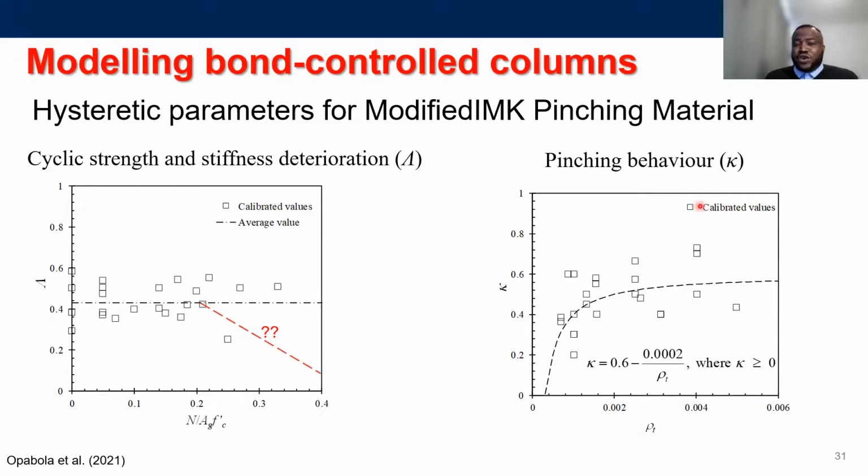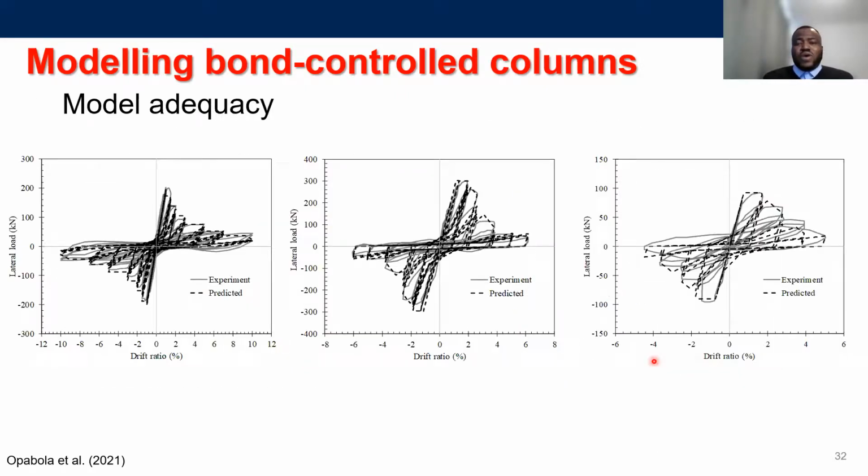But for the pinching behavior, kappa, we have proposed using a kappa value with a modified IMK model that is actually dependent on the transverse reinforcement ratio, and that actually helps you capture the hysteretic behavior of this component using the IMK pinching model. So when we compare that to experimental tests, we actually are able to predict the cyclic behavior of this component. So this has been validated with about 26 test specimens, and it does a good job of actually capturing the nonlinear behavior of this component. So that is it about modeling bond-controlled columns.